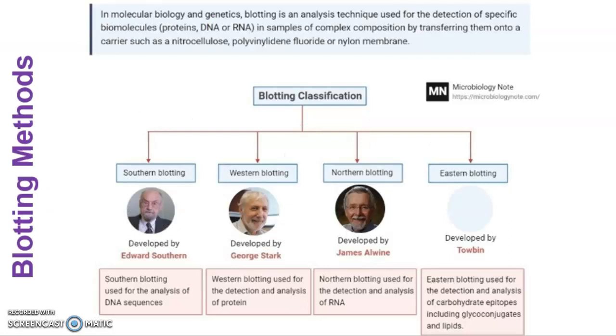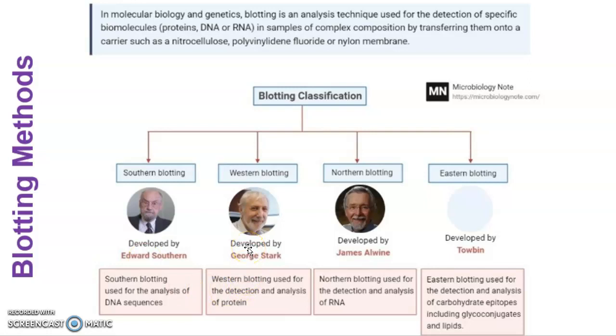So these are blotting methods. And it was first discovered by Edwin Southern. Okay, so he called it the Southern blotting. Okay, so it was named after him. And Southern blotting is used to detect DNA. But with all the new technology, it's not used as much anymore.